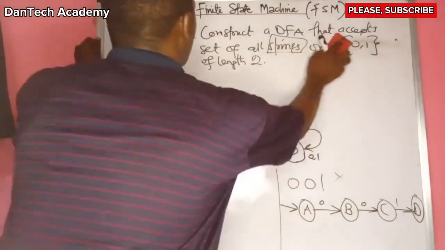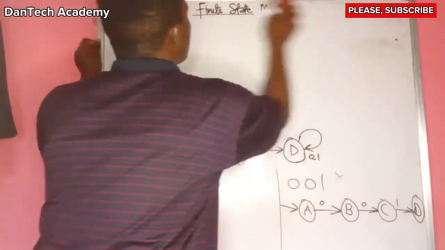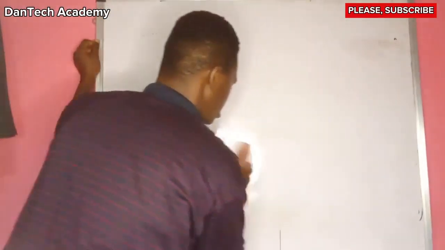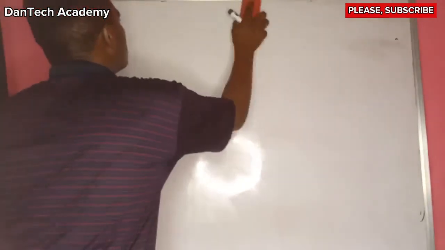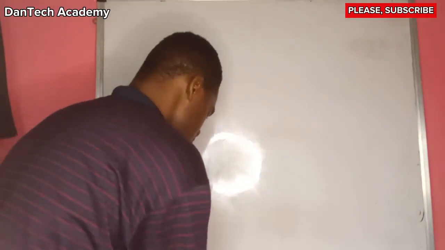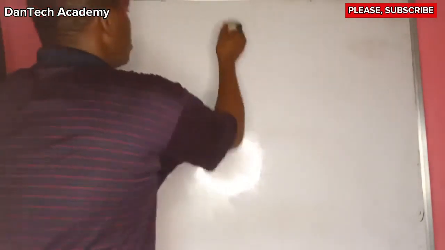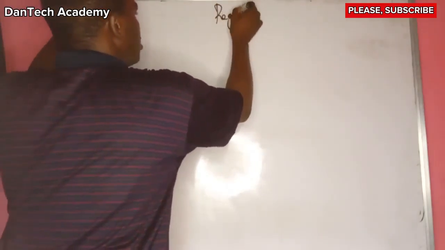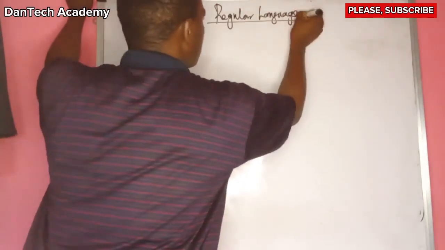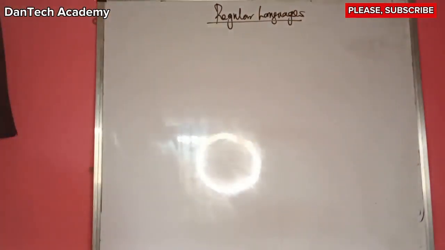So we want to look at what I call regular language. Regular language simply means we are checking out what a DFA accepts. Next, we look at how to convert from DFA to NFA. So we'll check out the conversions.